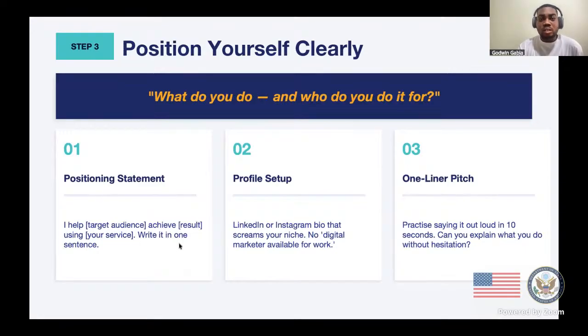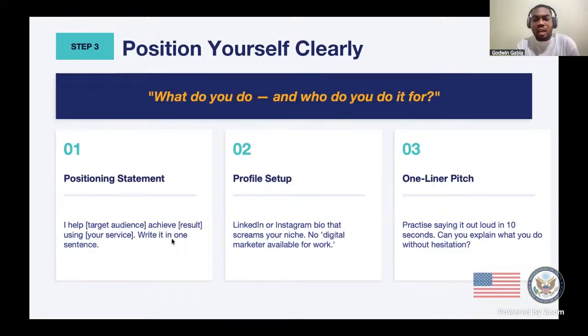If you want to go into detail, that's also great. So you can say, I help African real estate startups with 5 to 10 employees achieve then the result and then using the service. So that should be very clear. Write it down very clearly.